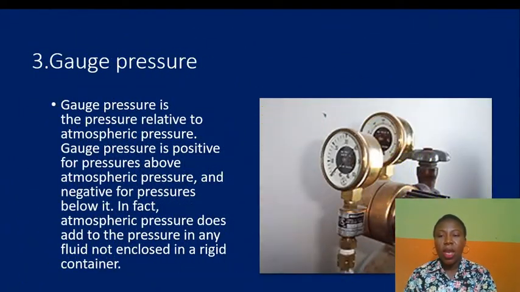Gauge pressure. Gauge pressure is the pressure relative to atmospheric pressure. It is positive for pressures above atmospheric pressure and negative for pressures below it. In fact, atmospheric pressure does not add to the pressure in any fluid not enclosed in a rigid container.